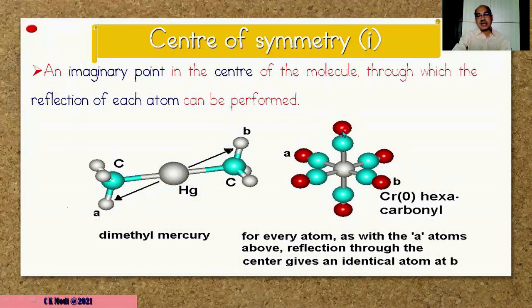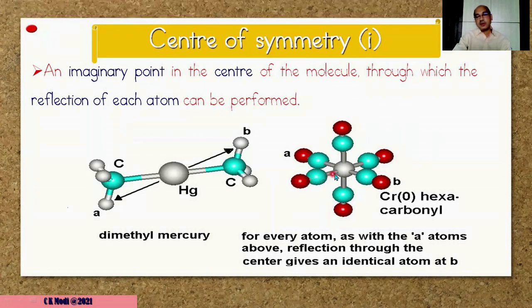In the same way, another example, chromium hexacarbonyl. Look at my cursor. If I start my journey from this point, this is the center of the molecule, this is the midway. Now on the other side of the center, at the same distance, if I find the same atom, then the molecule has a center of symmetry.